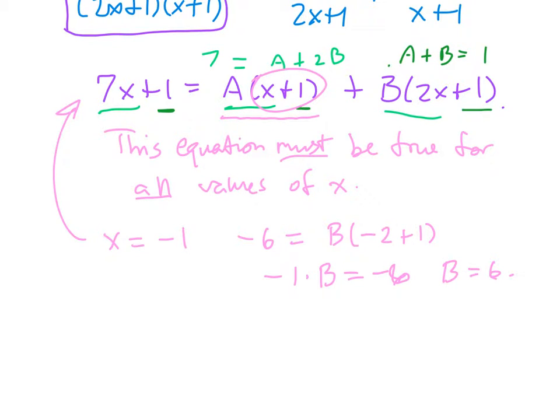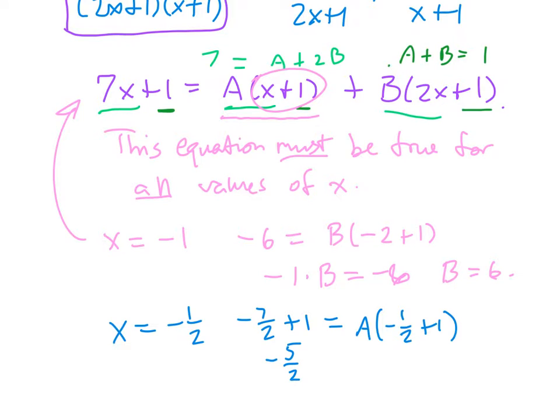All right, so now we might try to choose some value of x that will knock out this term of the equation. That's a little bit trickier, but I think that x equals negative 1/2 will do it, so let's give it a go. What if we try x equals negative 1/2? Then we get the left side is negative 7/2 plus 1, equals A times negative 1/2 plus 1. Negative 7/2 plus 1 is negative 5/2, and that has to equal A times 1/2. So I think if my mental arithmetic is right, A is going to equal negative 5.